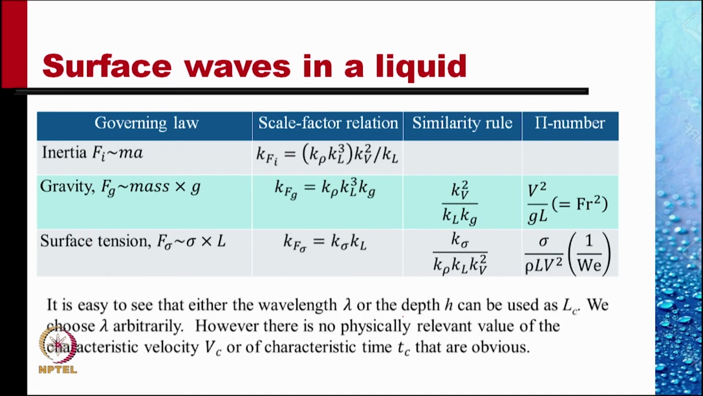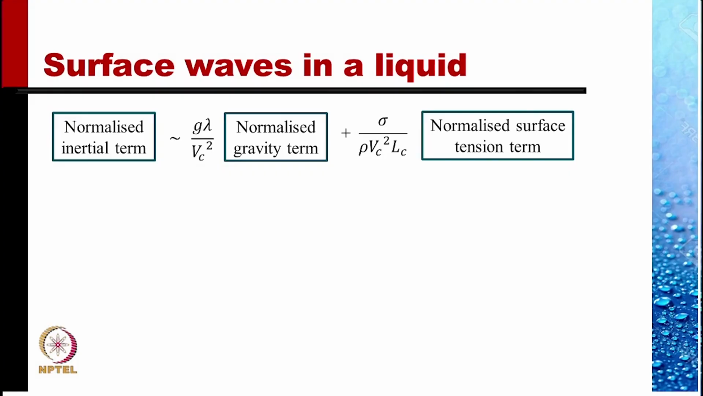It is easy to see that either the wavelength lambda or the depth h can be used as the characterizing length. We choose lambda, the wavelength of the waves, arbitrarily as the characterizing length. However, there is no physically relevant value for the characteristic velocity Vc or for the characteristic time Tc. So we will use this a little later.